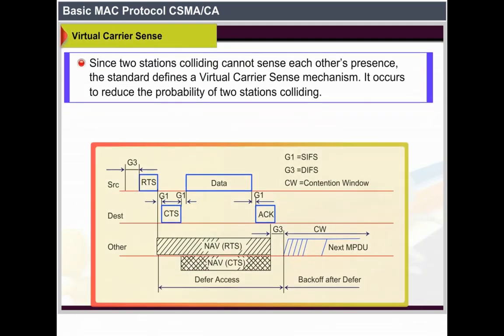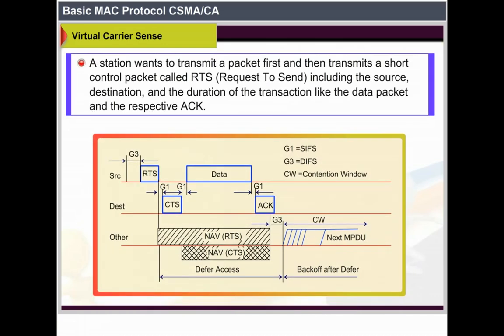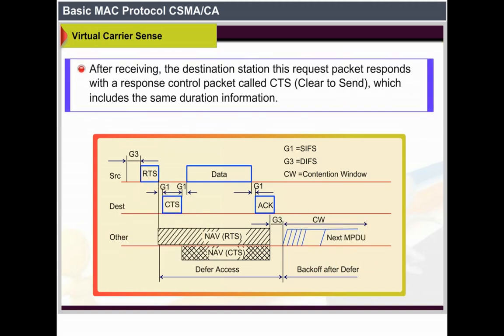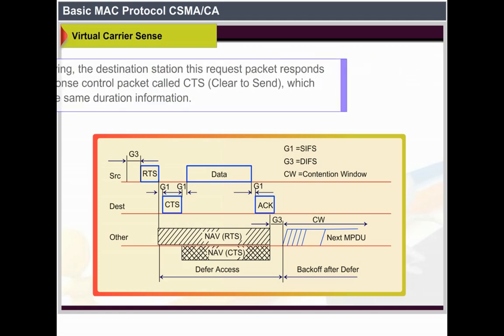In order to reduce the probability of two stations colliding because they cannot sense each other's presence, the standard defines a virtual carrier sense mechanism. A station wanting to transmit a packet first transmits a short control packet called RTS, request to send, which includes the source, destination, and the duration of the following transaction, the data packet and the respective ACK. The destination station, after receiving this request packet, responds with a response control packet called CTS, clear to send, which includes the same duration information.